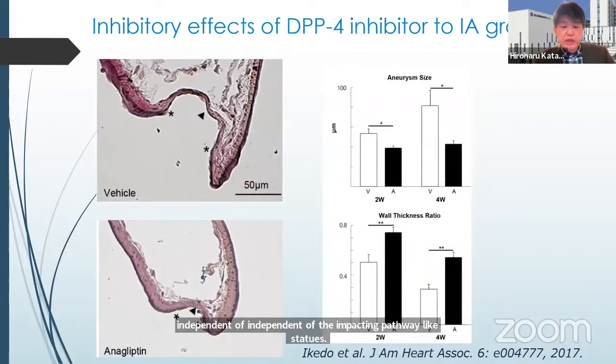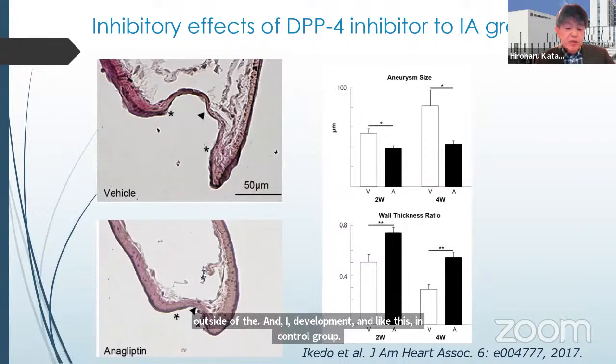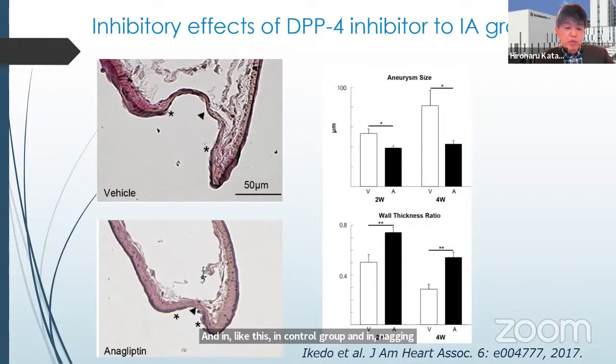So administration of the DPP-4 inhibitor anagliptin has an inhibitory effect on growth of intracranial aneurysm. As you can see in this slide, here is the luminal side of the aneurysm and aneurysm development like this in the control group, and in the anagliptin treated group, the aneurysm size is smaller and the aneurysm wall is thicker than in the control group.